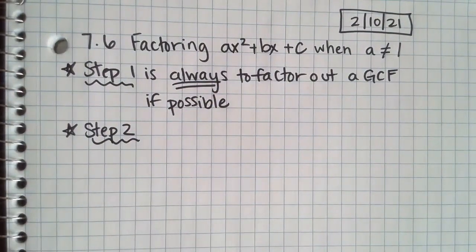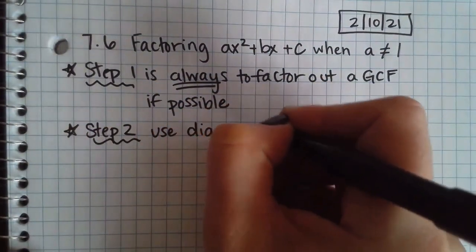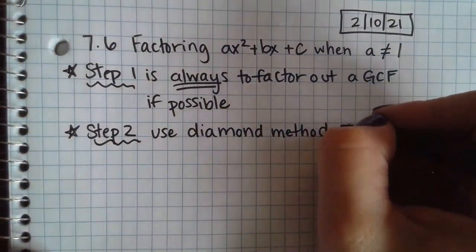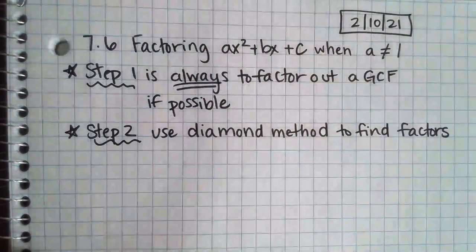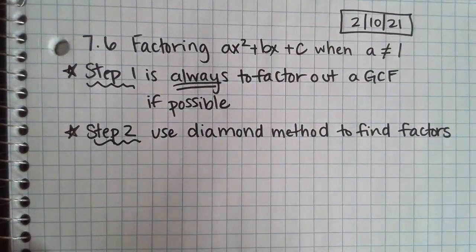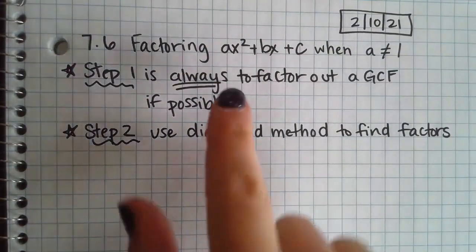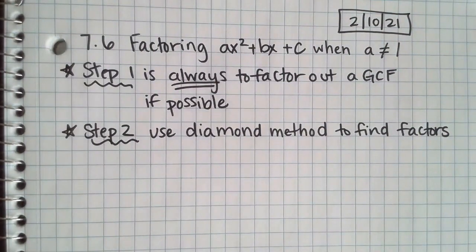Is to use the diamond method. So use our little X or our diamond, whatever you want to call it, to find factors. And this is where it becomes a little different. When A, this leading coefficient, is not 1, we have to add 2 steps to our diamond method. We're going to use it to find the factors.